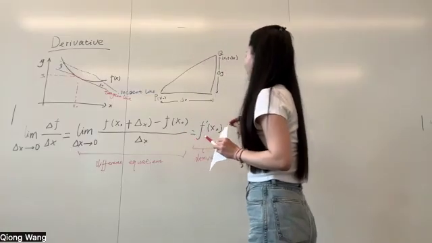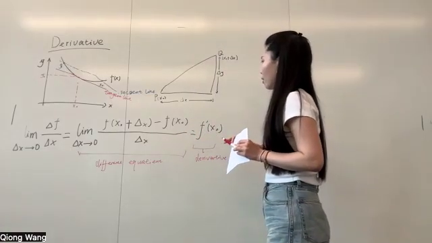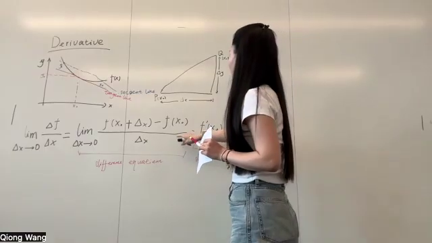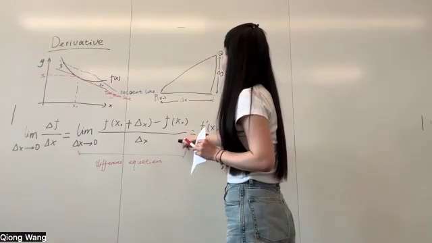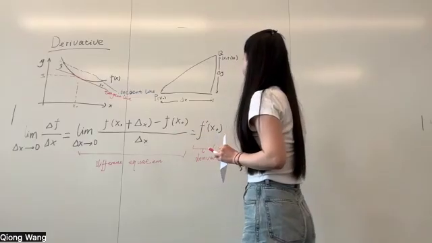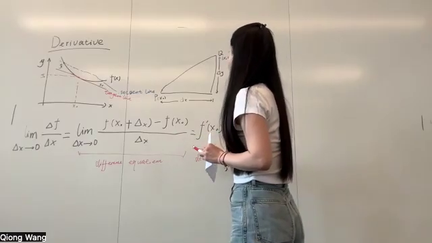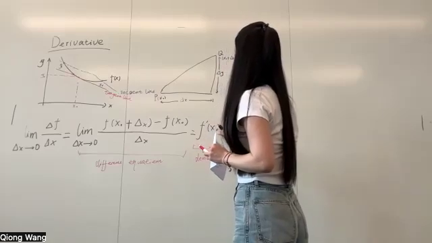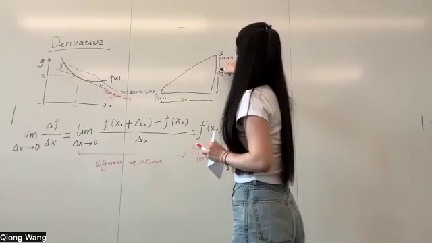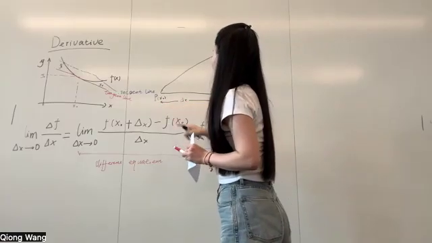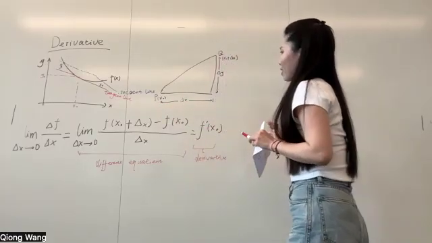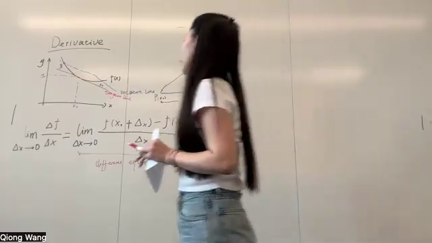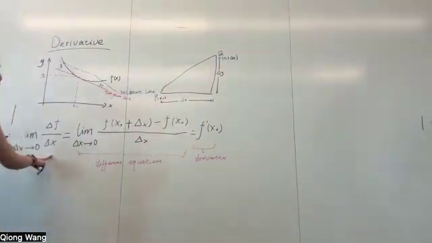After the calculation, we will get the derivative, delta y over delta x, which is another way of saying delta f over delta x. This is the basic idea of the derivative.